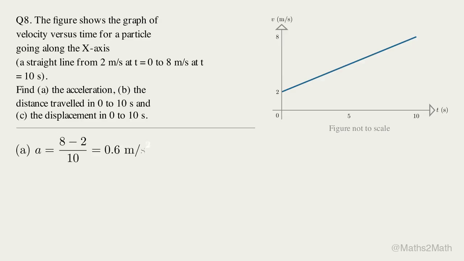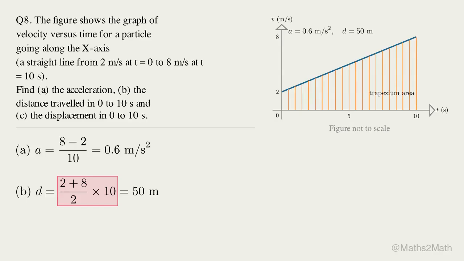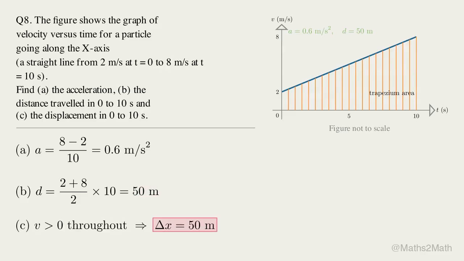The slope is the rise, 8 minus 2, over the run of 10 seconds, 0.6 meters per second squared. The area under the line is a trapezium. The mean of 2 and 8 times 10 seconds, which is 50 meters. The velocity stayed positive throughout, so the displacement equals the distance, 50 meters.